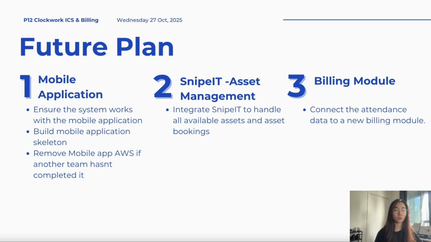While we completed the core appointment flow, we set a clear roadmap for what's next. Our first priority is to integrate our new backend with a rebuilt mobile application. Second, to integrate Snipe-IT for access and room booking. Finally, the attendance data we now collect can be used to build the project's billing component, completing the original vision.